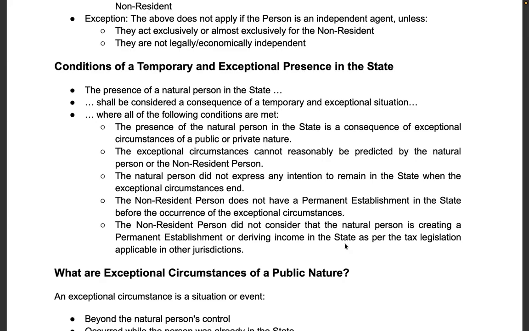But in this particular case, if the non-resident person did not even know that this guy, our director, was here in the UAE and while he was here he was doing some business and earning, and they were not even aware that this would create a permanent establishment in the UAE, then this is a very facilitating provision. If you really think about it, it conflicts with the previous harsh conditions.